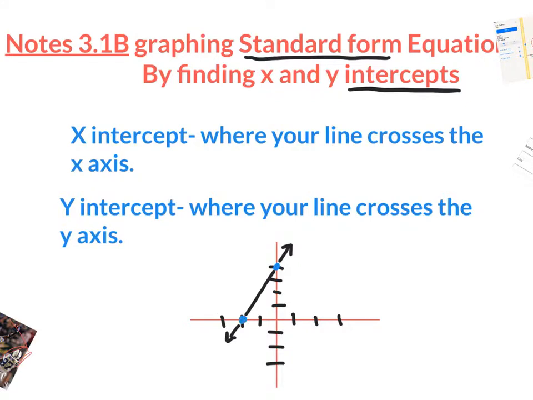Okay? The y-intercept is right here. It crosses the y-axis at +4, 0. So let's actually move on to today's notes to get a really good understanding of standard form equations and graphing them with the x and the y-intercept.